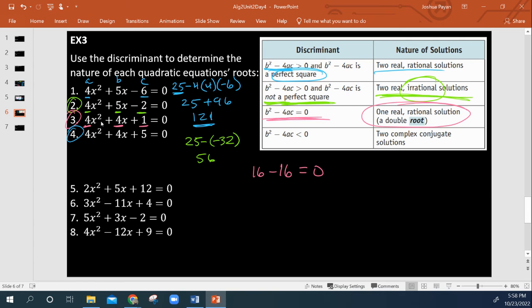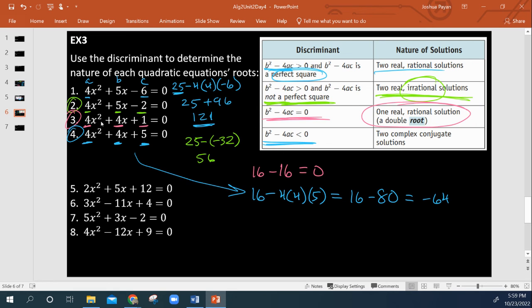Okay, one more example. Okay, so now we have 16, right? Because that's b squared minus 4 times a times c. Okay, so what's going to happen here? Right, so that's going to be 16 minus 16 times 5, so 16 minus 80, right? And that, of course, is going to give me negative 64. Okay, this means we're less than 0, first of all, and that we're going to have two complex conjugate solutions. Okay, so that's how discriminants work.